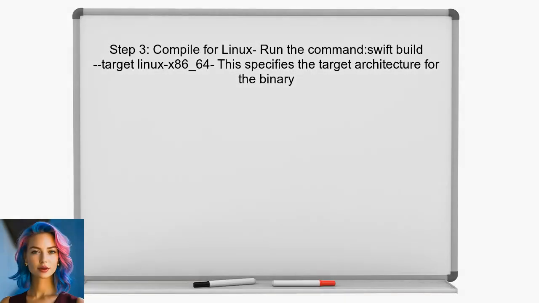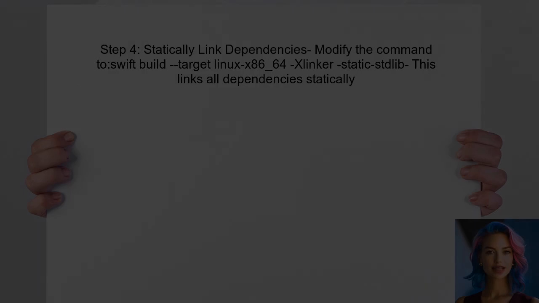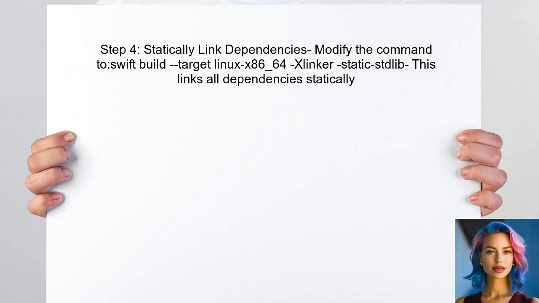Now the user can compile the Swift project for Linux. They should use the target parameter to specify the Linux architecture. For example, they can use the string linux-x86_64 for a 64-bit Linux system. To ensure that all dependencies are statically linked, the user should add the -static-stdlib flag to the compilation command. This will create a single binary without dynamic dependencies.